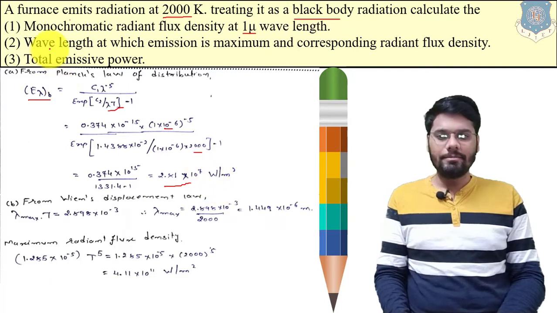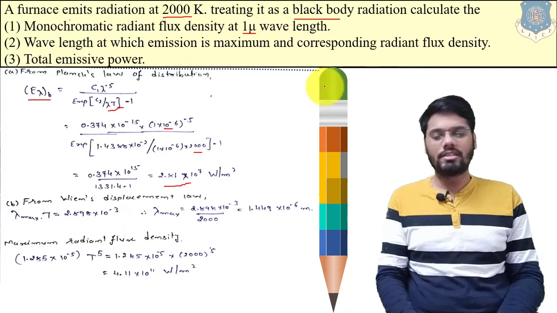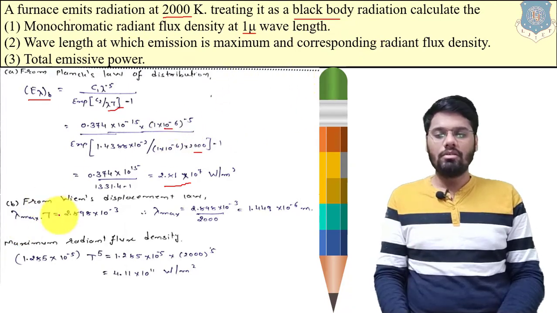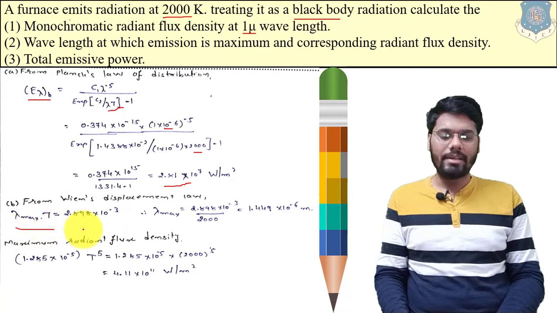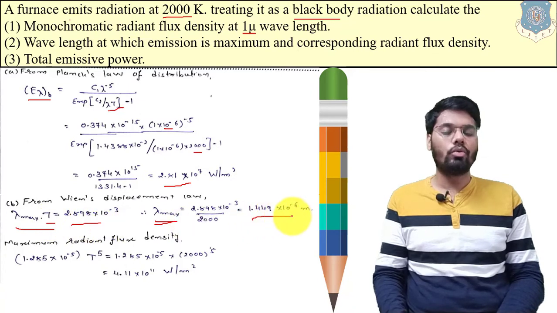Now second, the wavelength at which maximum emission occurs and the corresponding radiant flux density. The maximum emission wavelength can be calculated by lambda max into T, and we have the relation 2.8 into 10 raised to 3. The temperature is 2000 Kelvin. By putting the value of this T, we will get lambda max. The maximum wavelength at this temperature is 1.4 into 10 raised to minus 6 meter.